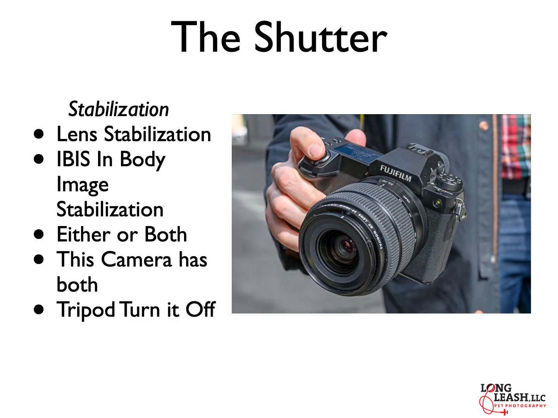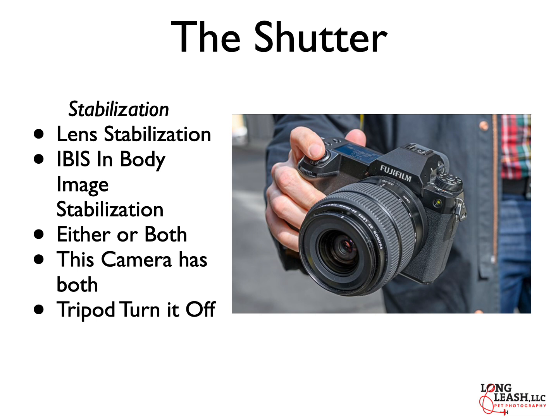New cameras like this one have something called lens stabilization. So the lens has built-in stabilization, as does the body. It's called IBIS, in-body image stabilization. Some cameras have either or both. So in this case, both the lens and the camera have built-in stabilization.